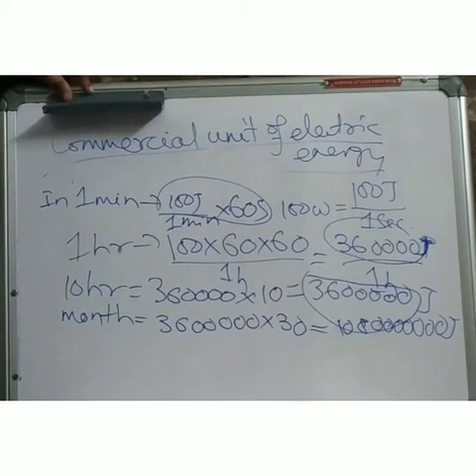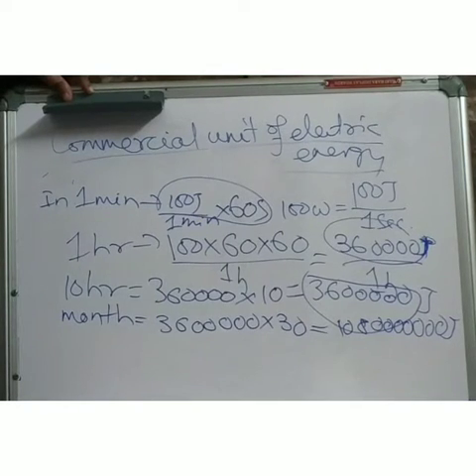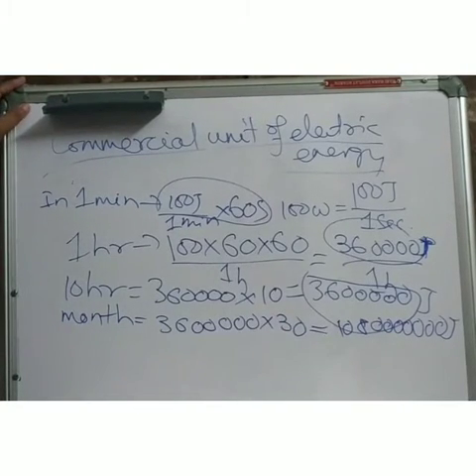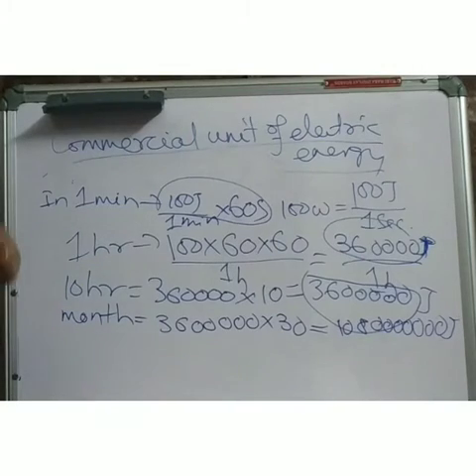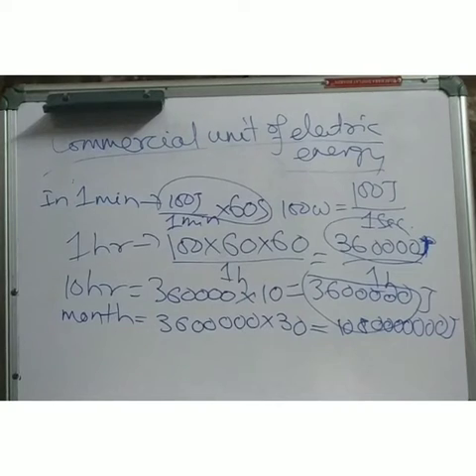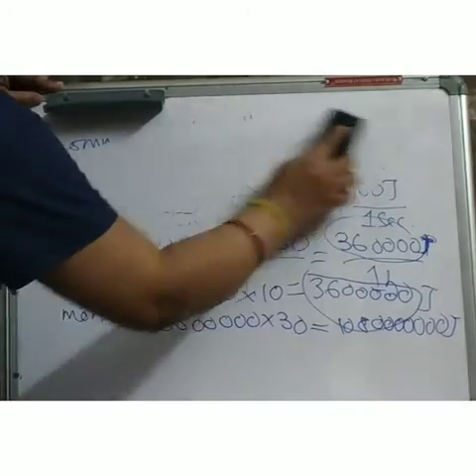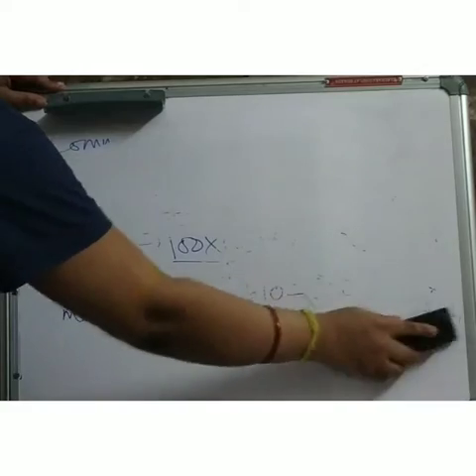And to calculate this much energy, then the electric bill will come like that. Then the person who is calculating this electric bill will also get tired. So obviously, practically it is not feasible to calculate like this. So that's why this commercial unit of energy comes into play. Now we'll try to understand what this commercial unit of energy is.